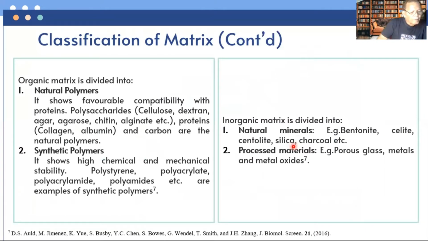The organic matrix is divided into natural polymer, as I have already mentioned before using the diagram. It shows favorable compatibility with proteins. Polysaccharides such as cellulose, dextran, agar, agarose, chitin, alginate, etc. Proteins such as collagen and albumin, and carbon are natural polymers. And the second one is synthetic polymer.